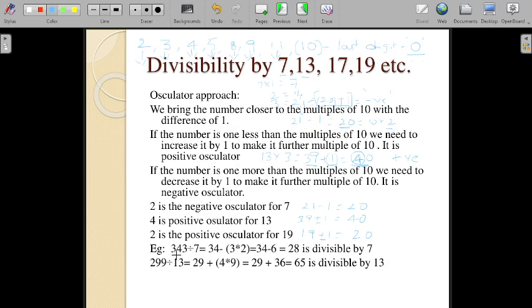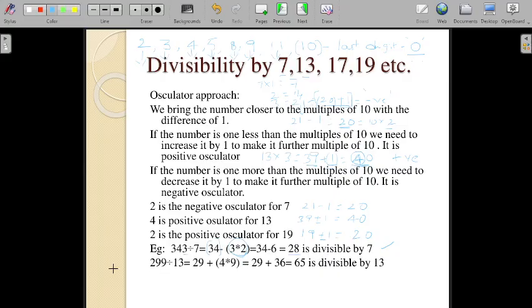Okay. Next examples. See here, 343. So we need to check whether this 343 can be divided by 7. Let's see. Of course, we all know 2 is the negative oscillator for 7. What we have to do? The last digit, what is the last digit? 3. 3 must be multiplied by 2, and then this multiplied value should be subtracted from the rest of the digits. Okay, 34 minus 6 equal to 28. Since 28 is divisible by 7, the whole number can be divided by 7.